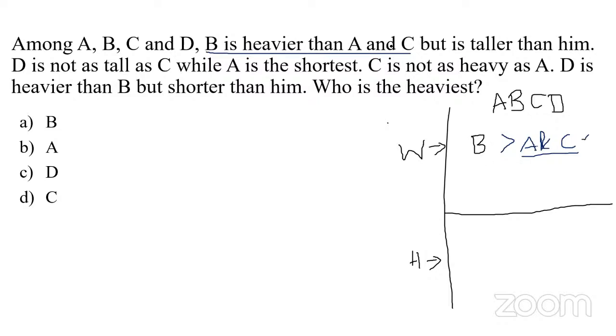So next one, B is heavier than A and C, but is taller than him. But taller than him means what will come?